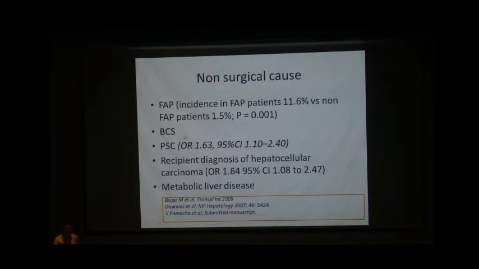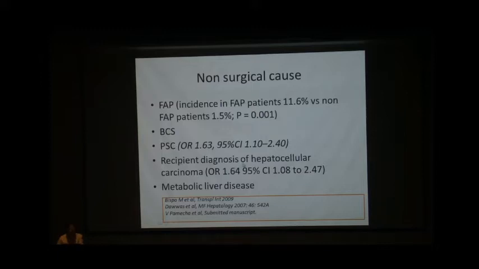Budd-Chiari syndrome, as you know, is associated with hypercoagulability and portal vein thrombosis too. So this is also a risk factor. In our center also, out of all the patients who have developed HAT, 2 patients had Budd-Chiari syndrome as etiology. Primary sclerosing cholangitis and primary biliary cirrhosis, the cholestatic diseases, are associated with high risk of HAT because of hypercoagulability.